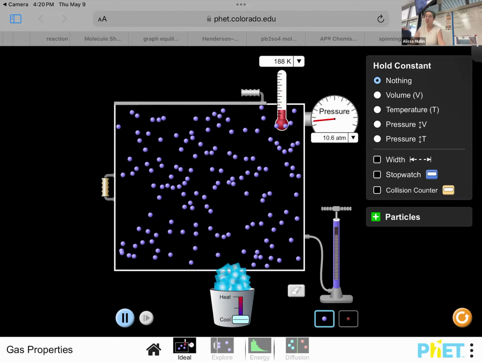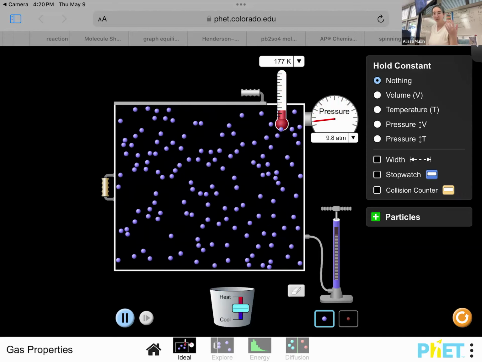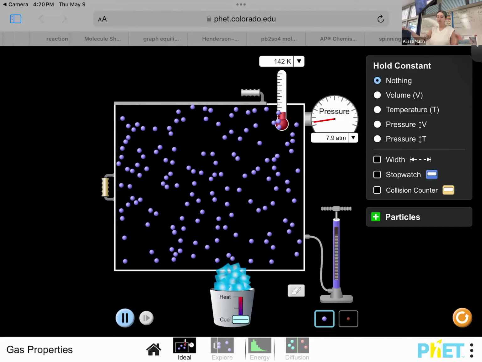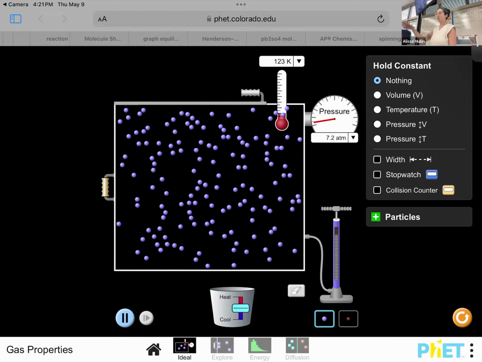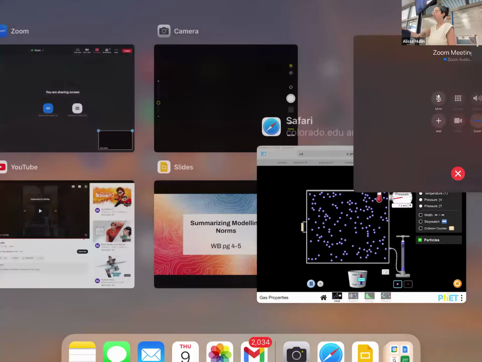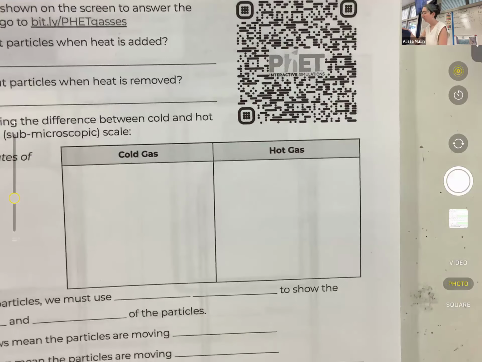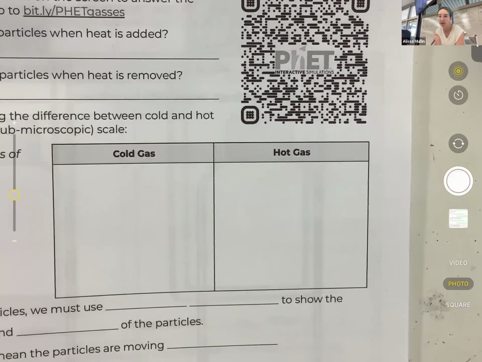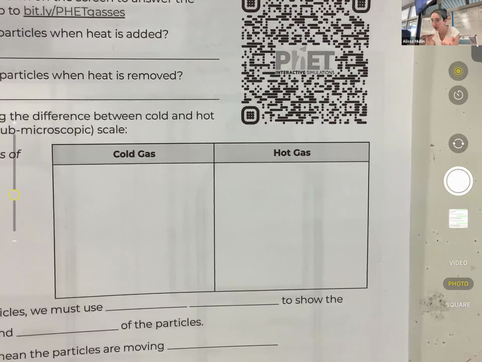Okay. So hopefully we're all seeing the difference. If I was there in person, I'd ask you guys what it is, but hopefully we're seeing, when we're cooling this down, they're slowing down. When we heat it up, we're seeing that they move faster. So if I wanted to show a cold gas versus a hot gas, again, what we're observing here and what we've been talking about is the concept that temperature is very closely related to how much my particles move around.